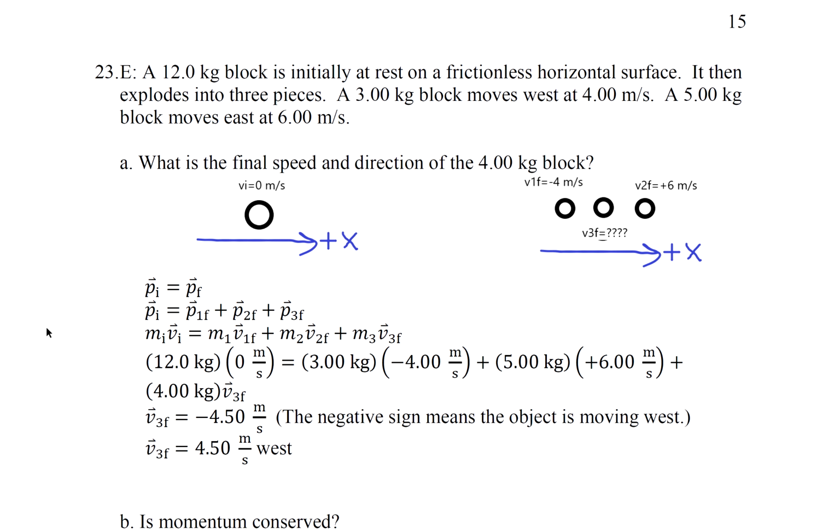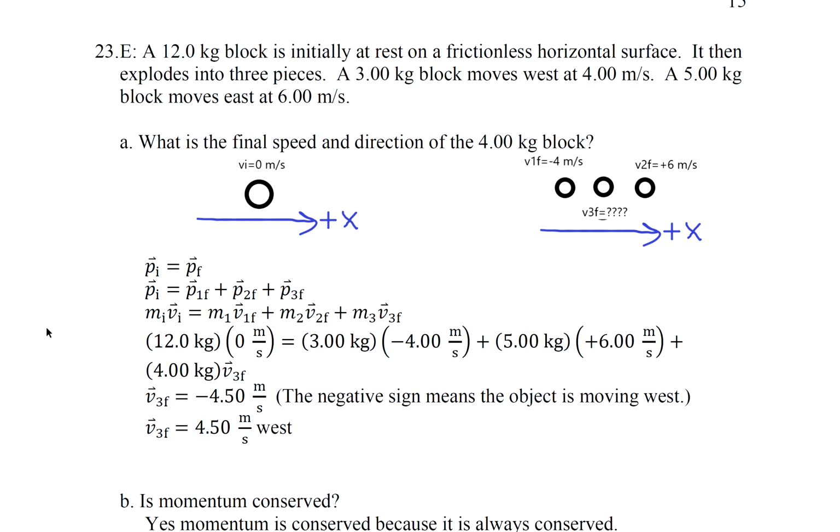Question 23. A 12 kilogram block is initially at rest on a frictionless horizontal surface. It then explodes into 3 pieces. So a 3 kilogram block moves west at 4 meters per second. A 5 kilogram block moves east at 6 meters per second. What's the final speed and direction of the 4 kilogram block? So draw an image. I drew an image. I drew an initial and a final image. And I said positive x is to the right.